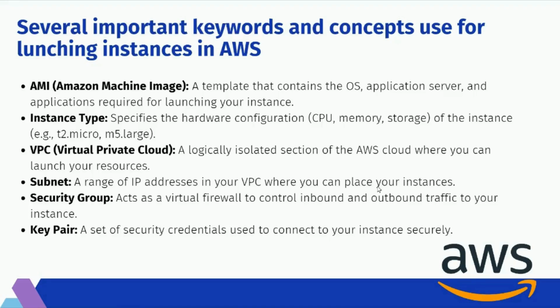Next, the VPC, Virtual Private Cloud, a logically isolated section of the AWS cloud where you can launch your resources. Subnet, a range of IP addresses in your VPC where you can place your instances. Next, the security group acts as a virtual firewall to control inbound and outbound traffic to your instance. Key pair, a set of security credentials used to connect to your instance securely.